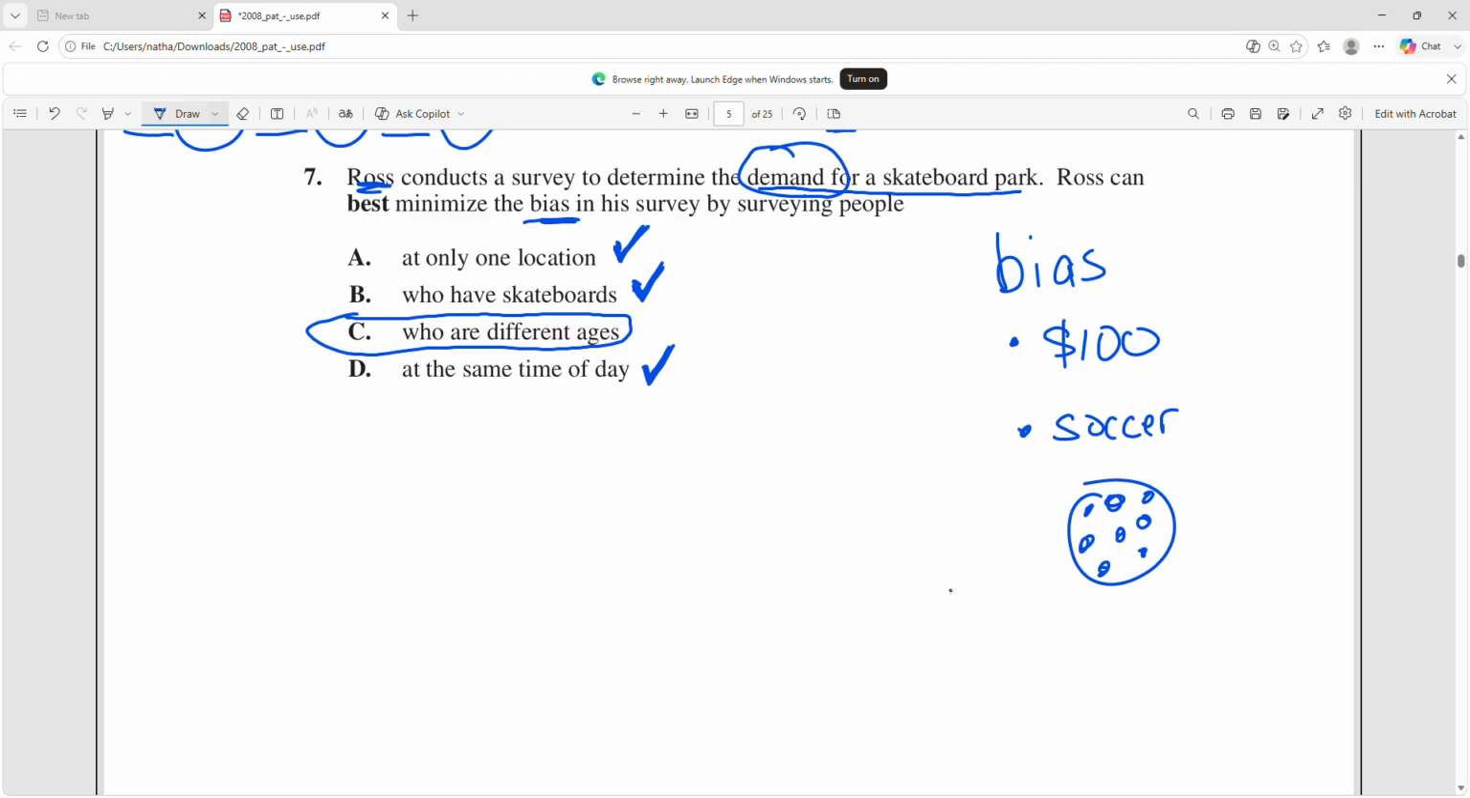Those different people of different ages might be at different times of the day. Maybe he went to all different parts of the mall to interview people. Maybe he went outside the mall, right? So he went all over the place. He talked to all kinds of people at all times of the day. So there's less chance of there being bias there if he just focuses on people with different ages. That's the best way to have the least amount of bias. So the answer here should be C.